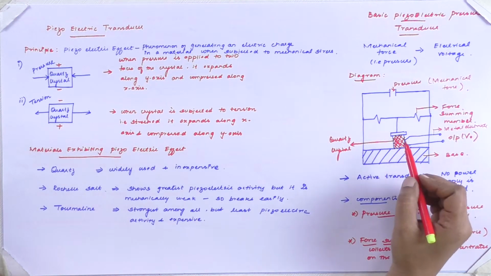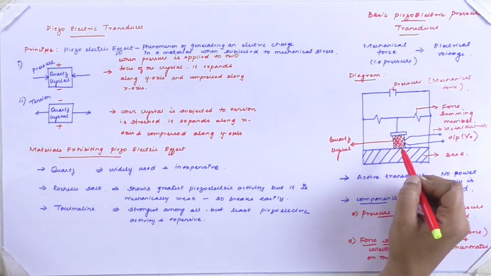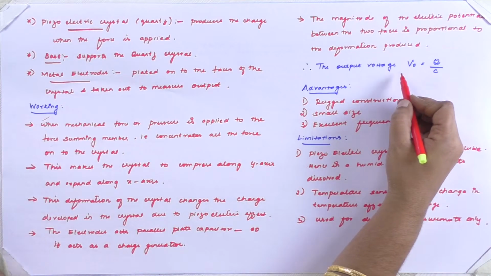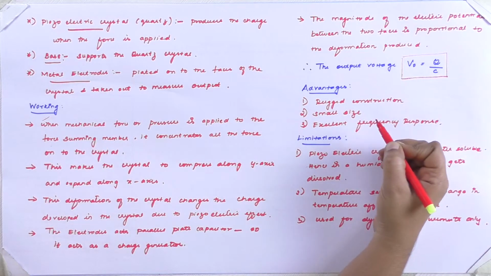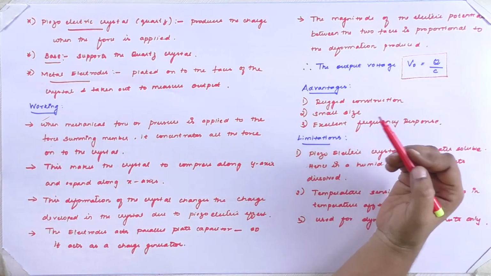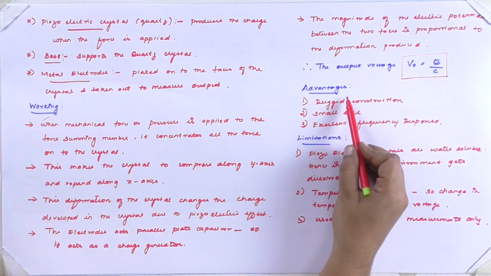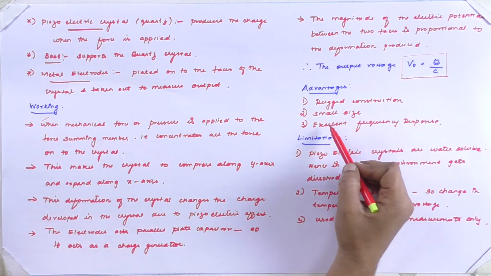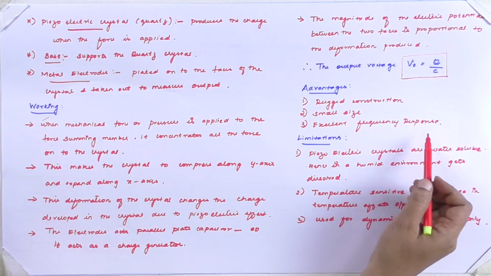So the output voltage which is measured can be given by charge by capacitance. The output voltage V0 is given by Q by C, which is measured with the help of this metal electrode. So the pressure applied is converted into an electrical voltage. Now let us see the advantages of piezoelectric transducer. It has rugged construction, small size, and excellent frequency response.